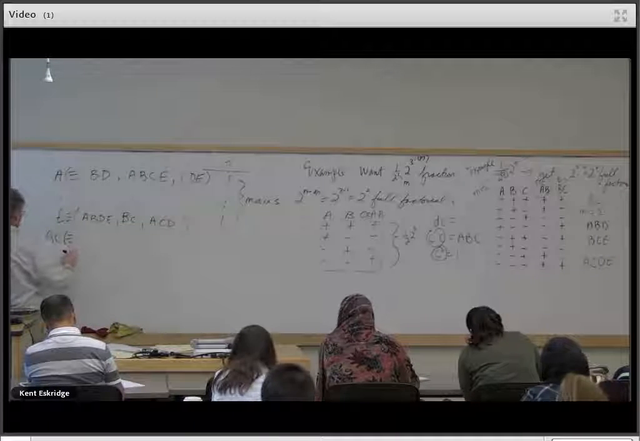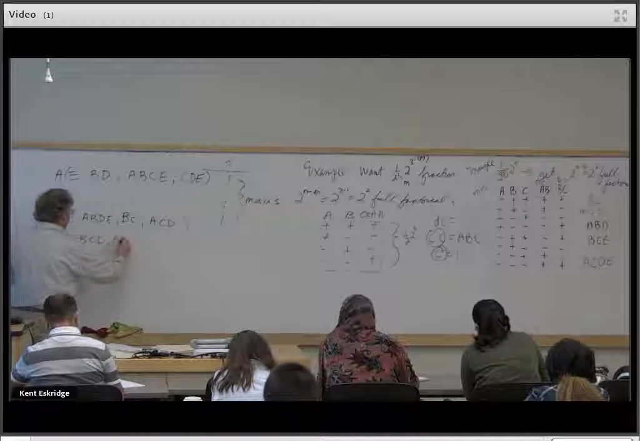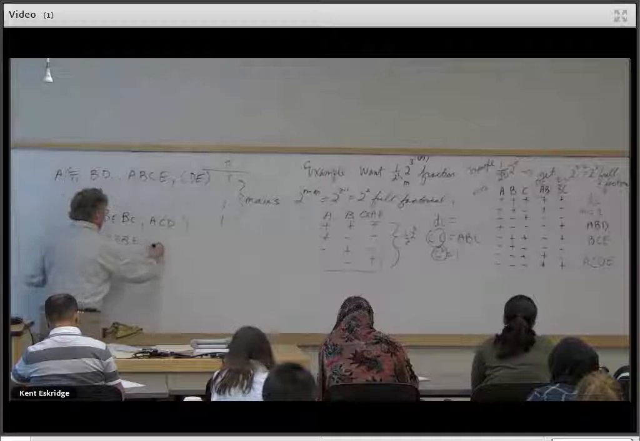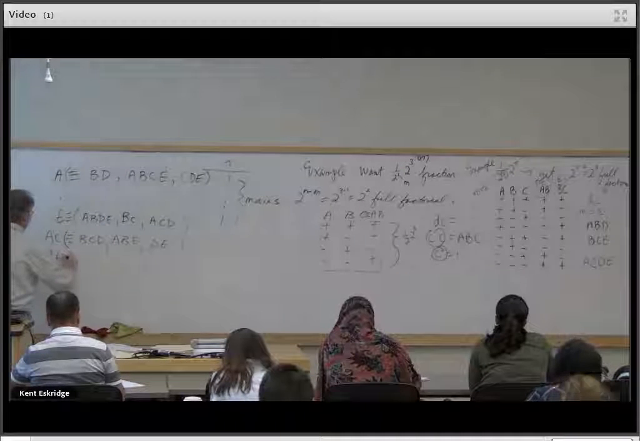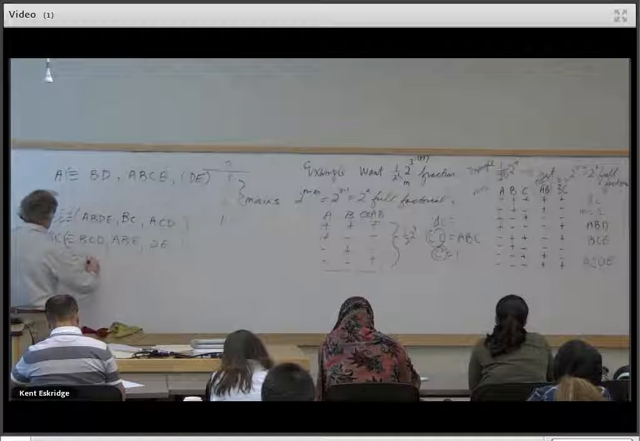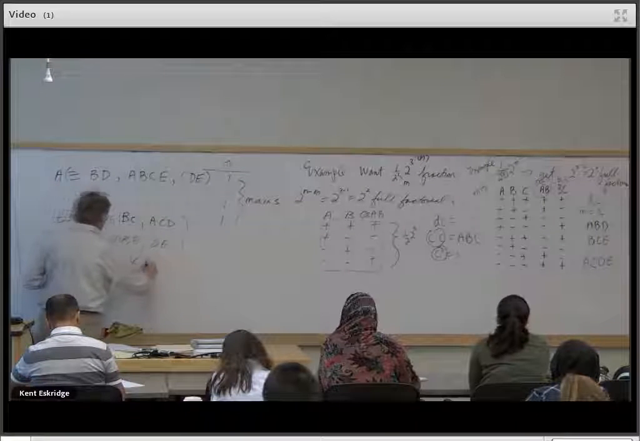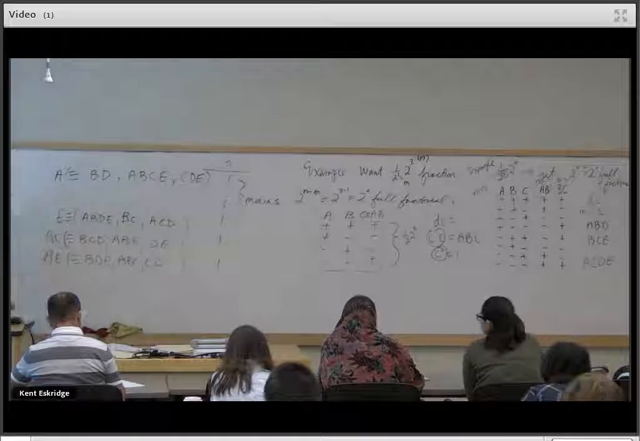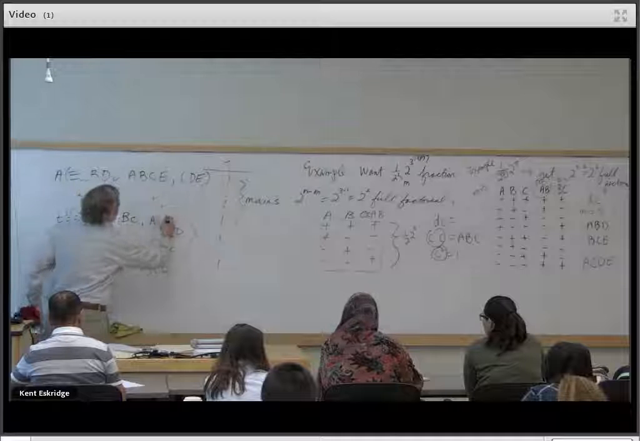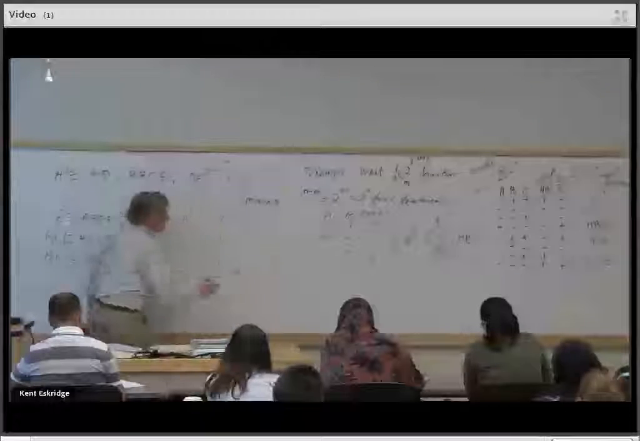AC is going to be aliased with BCD, ABE, and DE. And then AE is going to be aliased with BDE, ABC, and CD. And that's 1 degree of freedom. There's your ANOVA. And you should be able to verify, you should get all this. You verify this. Now notice, this is the exercise I gave you last time.